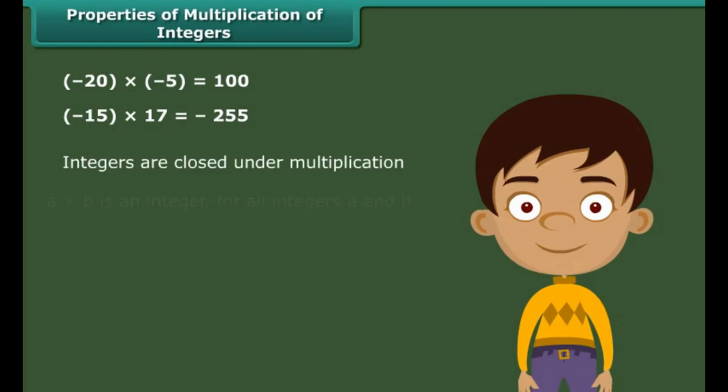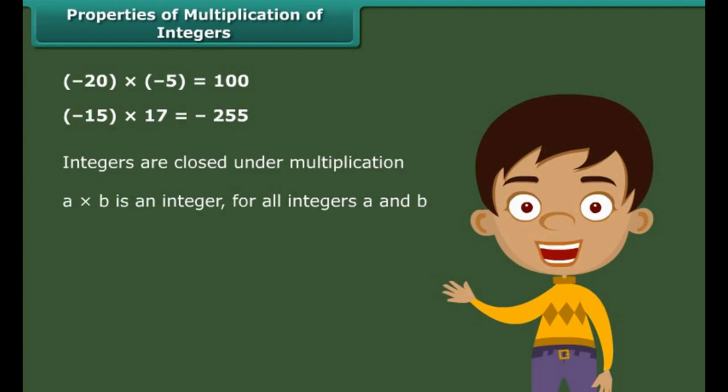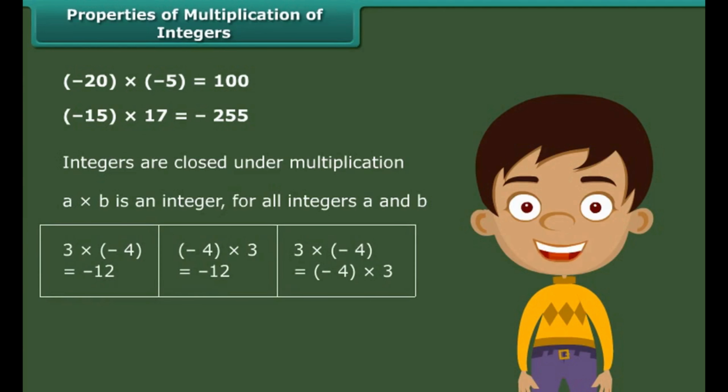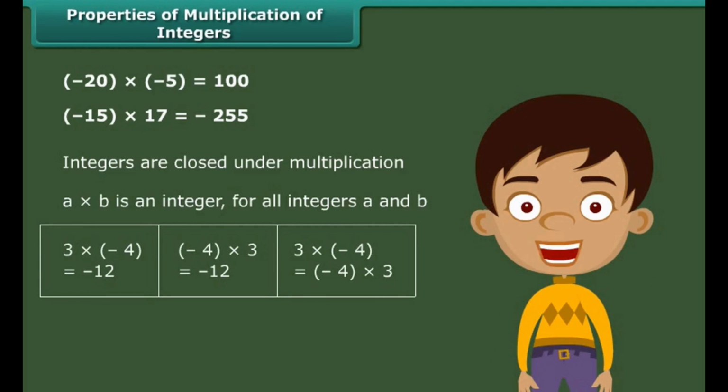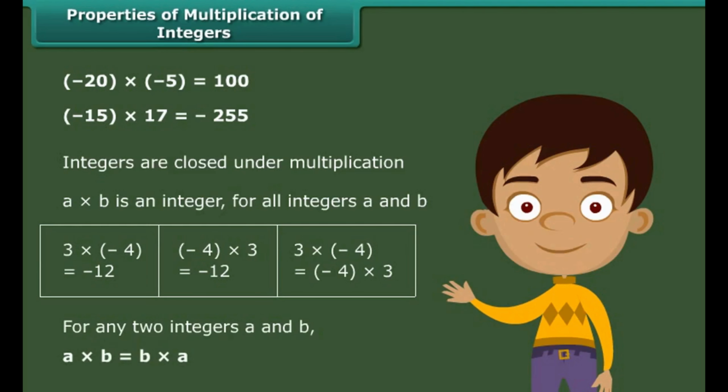In general, a × b is an integer for all integers a and b. Now observe this example. We can say that 3 × (−4) is equal to (−4) × 3. Therefore, multiplication is commutative for integers. In general, for any two integers a and b, a × b is equal to b × a.